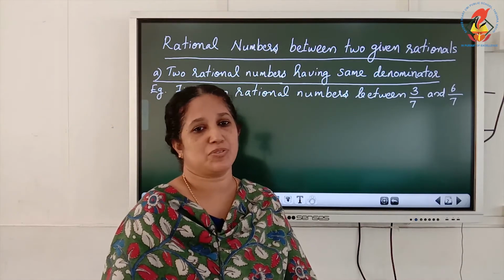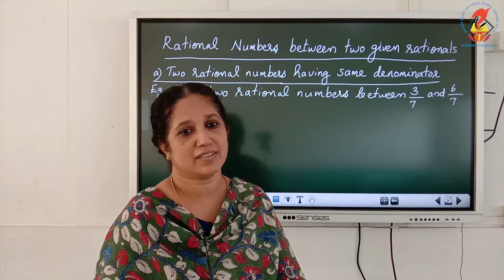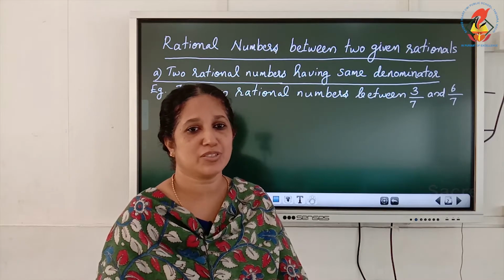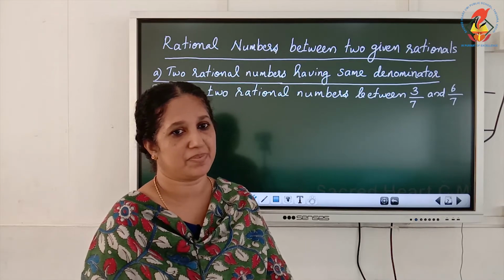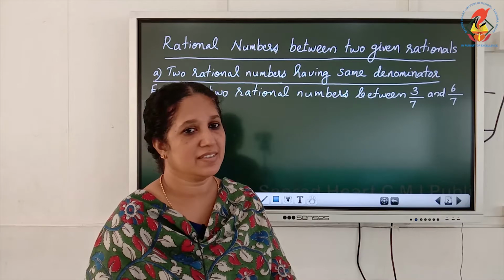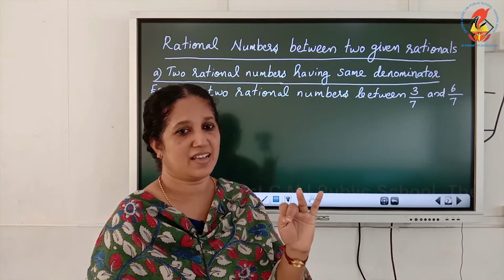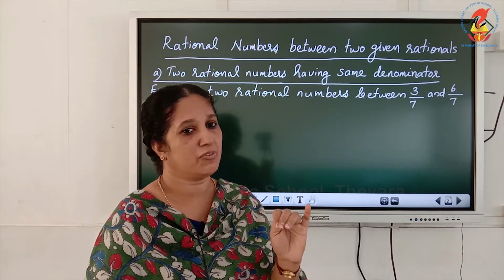Now I will ask one question. How many natural numbers are there between 3 and 8? You know that 4, 5, 6 and 7. How many natural numbers are there? 4 natural numbers.